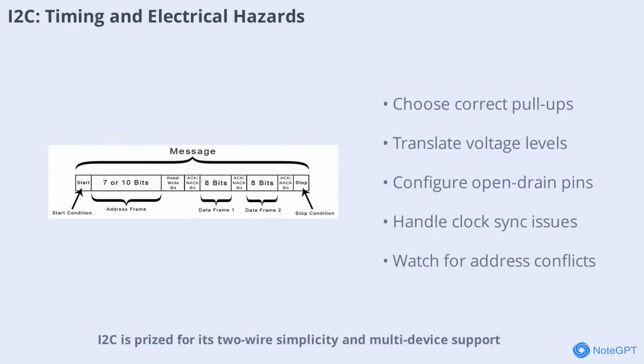I2C is prized for its two-wire simplicity and multi-device support, but it brings its own set of headaches. Pull-up resistor selection is critical. Too large and signals rise too slowly, too small and you waste power or exceed device limits. Voltage mismatches between master and slave devices require careful level translation to prevent communication errors or hardware damage.